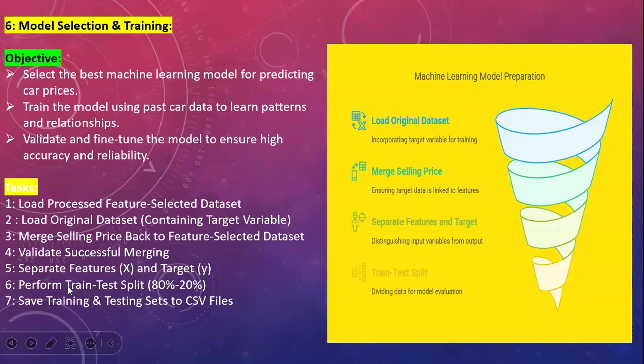Then after that, we are going to perform a train-test split of our data. 80% of the data is for training and the remaining 20% is for testing purposes, to test the model once we train the model. So finally, we are going to save the training and the testing data, 80% training and 20% testing, in CSV files.